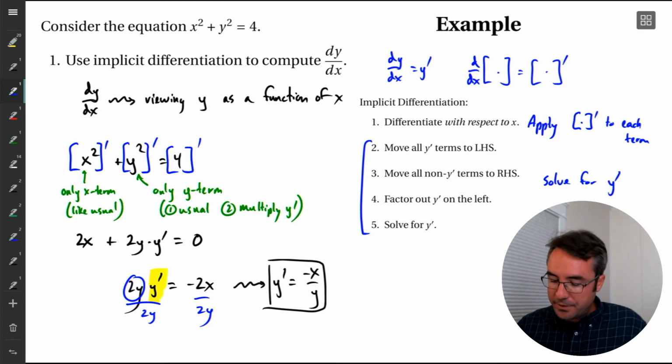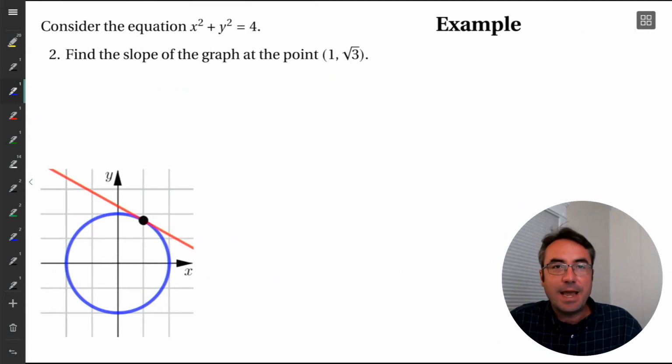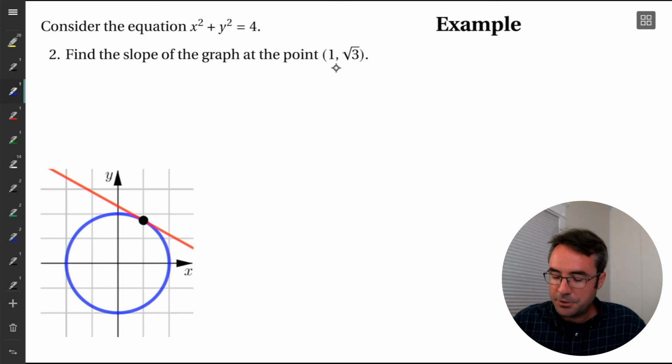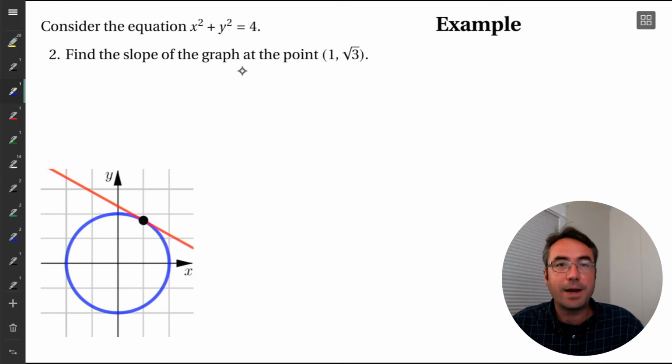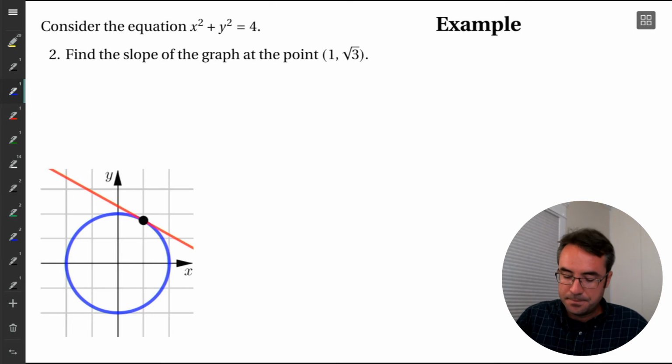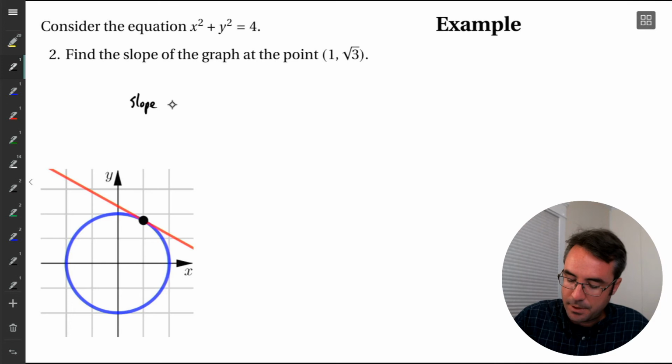All right, so part 2 to this is once we have our derivative, we can use it to play all the usual games. We can find the slope of our tangent line, we could find the equation of our tangent line, things like that. So in part 2 here, we're going to find the slope of the graph, or the slope of the tangent line, at this point 1 comma square root 3. And so how is this going to work? Well, the slope of the graph is just the slope of our tangent line.